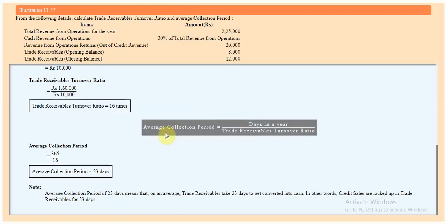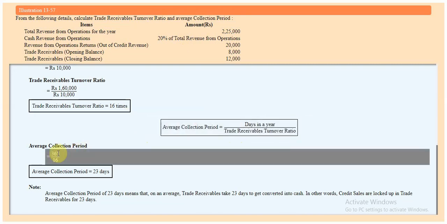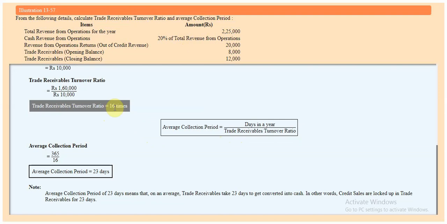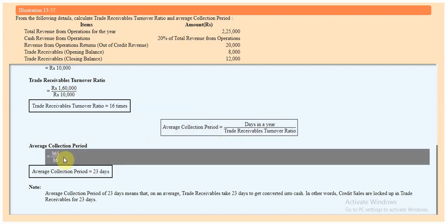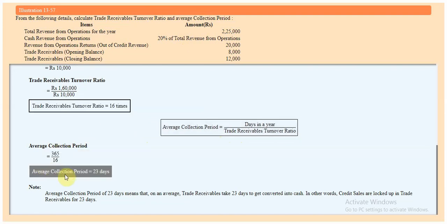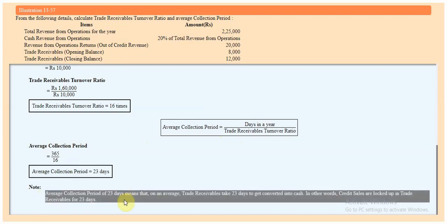So we know the formula for average collection period is days in a year divided by trade receivables turnover ratio. The number of days in a year is 365 divided by 16. This is the number that we just found here. So substituting 16 and 365, we get the average collection period as 23 days. They have just explained this here.